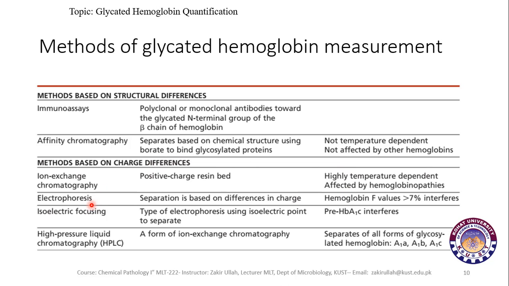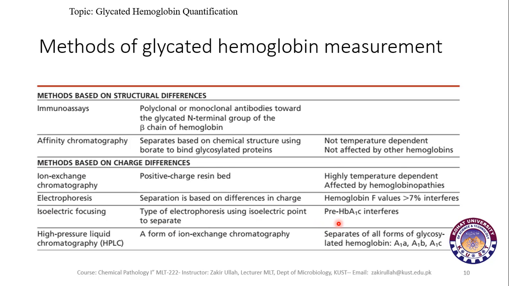Electrophoresis is another method in which separation is based on differences in the charges. It is also affected by hemoglobin F if its value increases more than 7%, so the results are disturbed. In the isoelectric focusing, the type of electrophoresis in which the isoelectric point is used to separate multiple types of hemoglobin based on their charges.